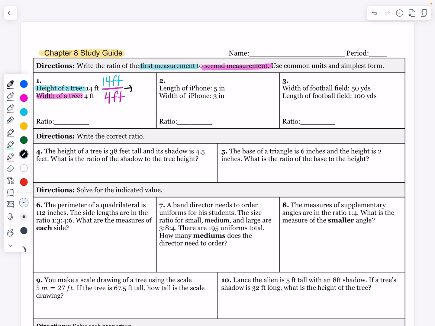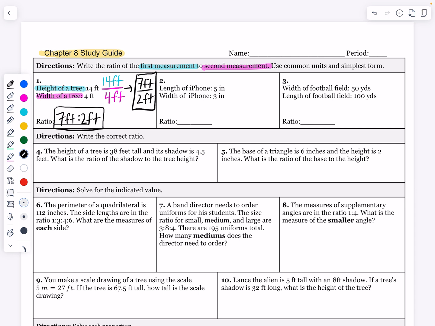So that simplifies to 7 feet to 2 feet. You can write it as a fraction, or you can do it with the colon in between, okay? Either way is totally fine. So 7 feet to 2 feet. Or you can write it as the fraction 7 feet over 2 feet. That is the height over the width of the tree.